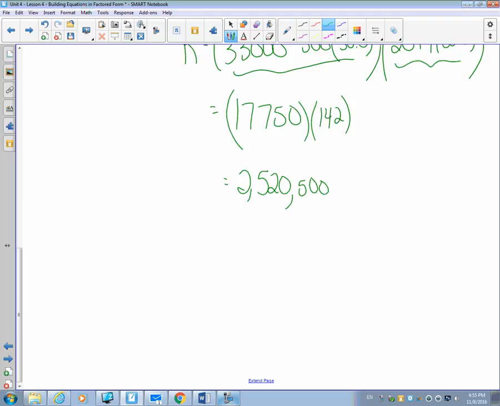Okay, how do we interpret all this stuff? We did our zeros to get our axis. We did our axis to get our vertex. Our vertex is our maximum. So we get a maximum revenue of $2,520,500.